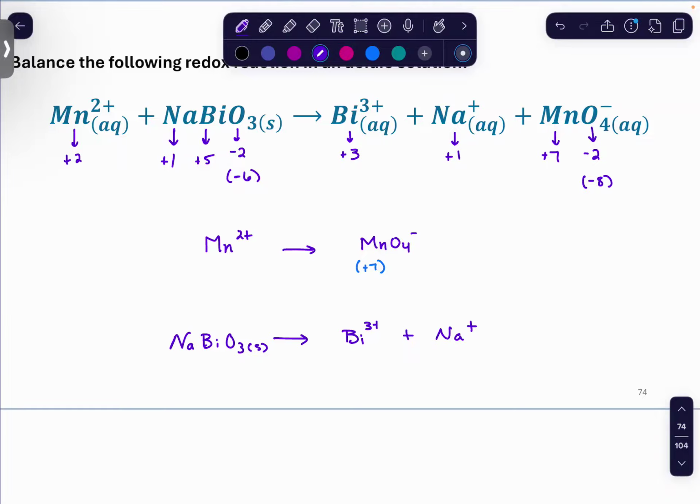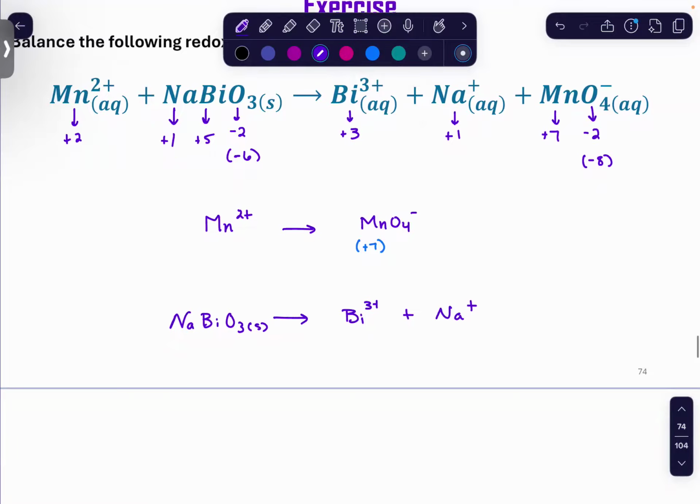Okay, the next step. Now, remember, one of those steps is balance every atom other than oxygen and hydrogen. Well, that's already done because you see there's one manganese, a sodium, a bismuth. A lot of times you'll skip that step because it's already done, but if it's not done, you want to make sure you do it.